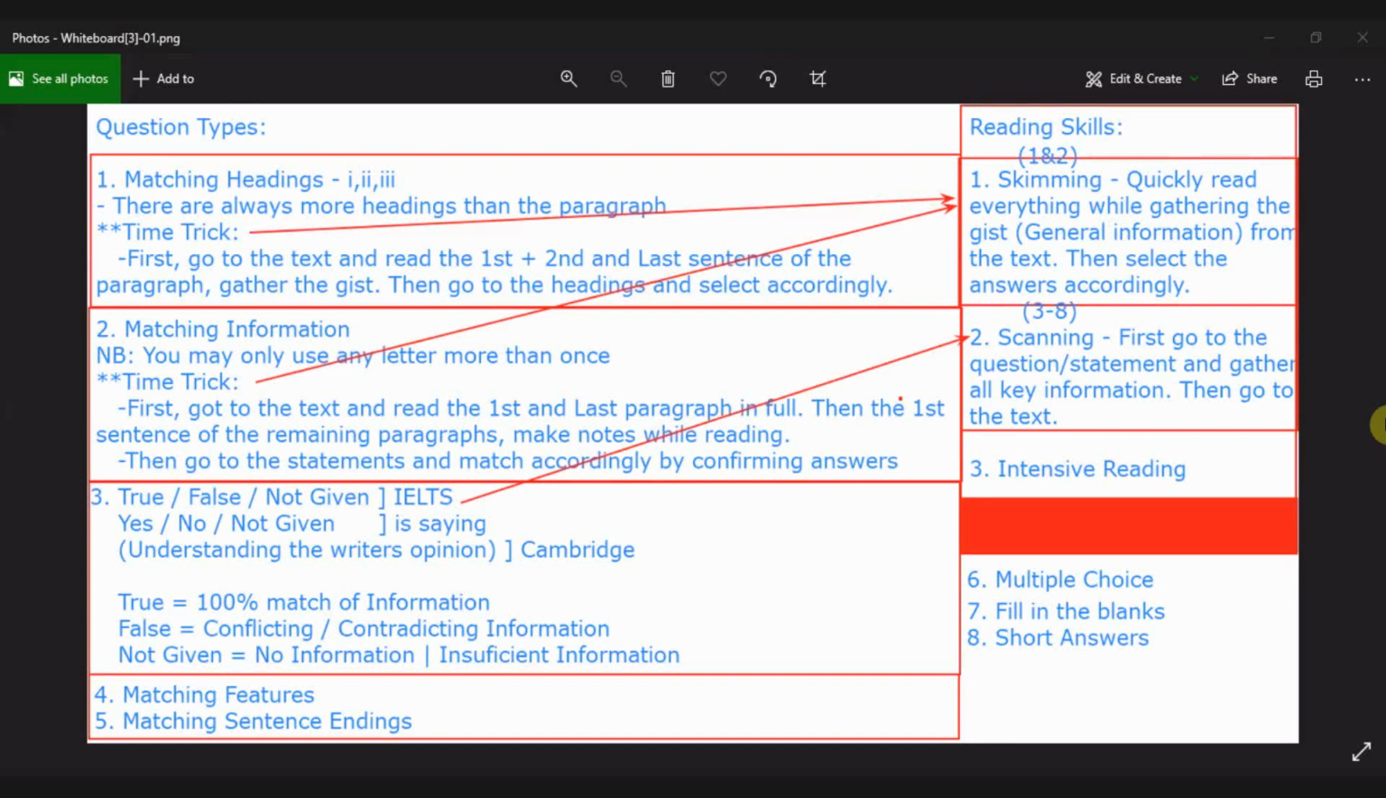So this is why we need to be efficient. We need to apply different skills to manage our time more effectively, right? So these are the three reading skills. If you don't have any questions, then let's proceed to the question types.